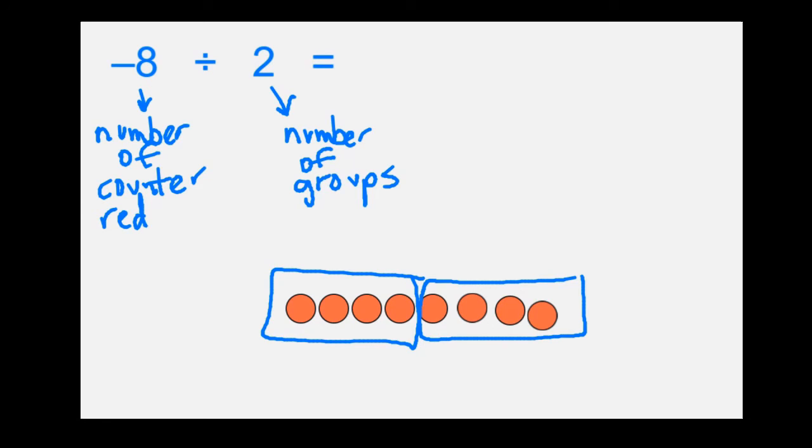And then all we do is we count how many is in one group. So we go 1, 2, 3, 4. So we can say that there are 4 counters in that group, and since we use the right counters, those are negative. So we can say that in modeling -8 divided by 2, it gives us an answer of -4.